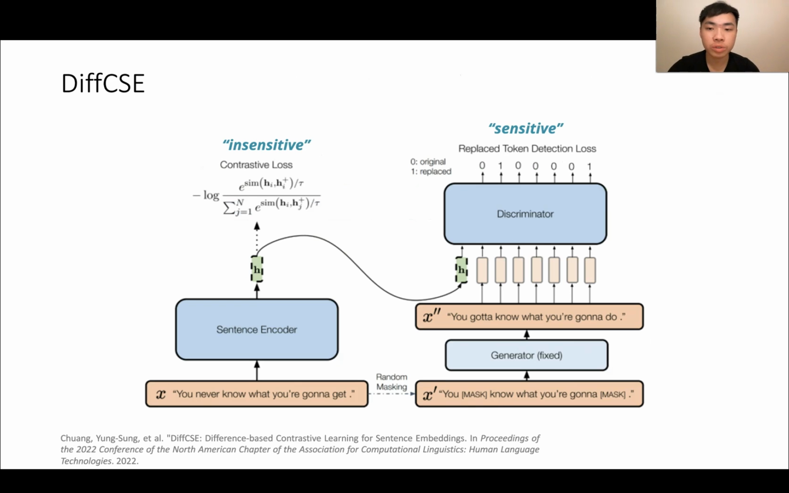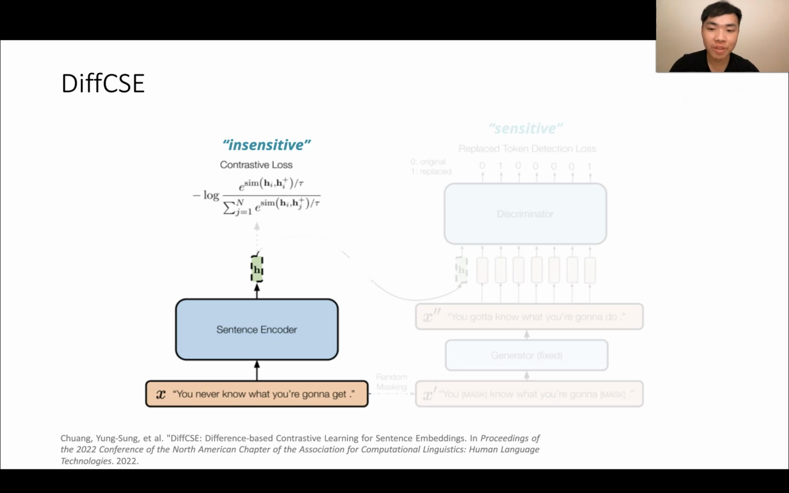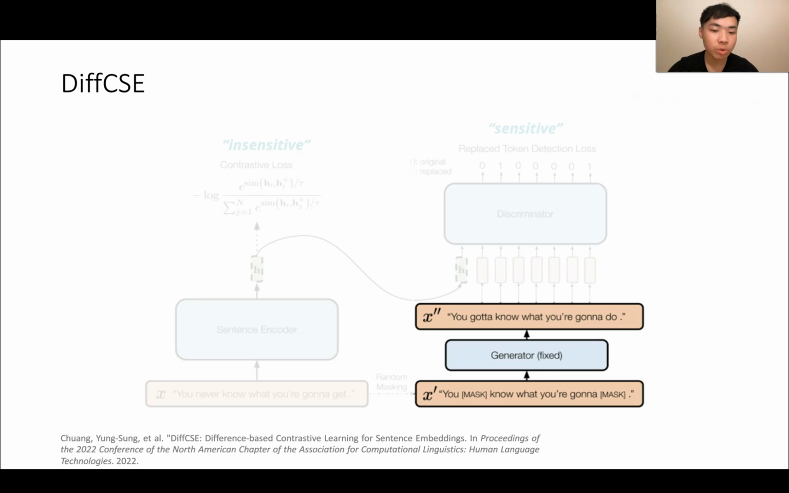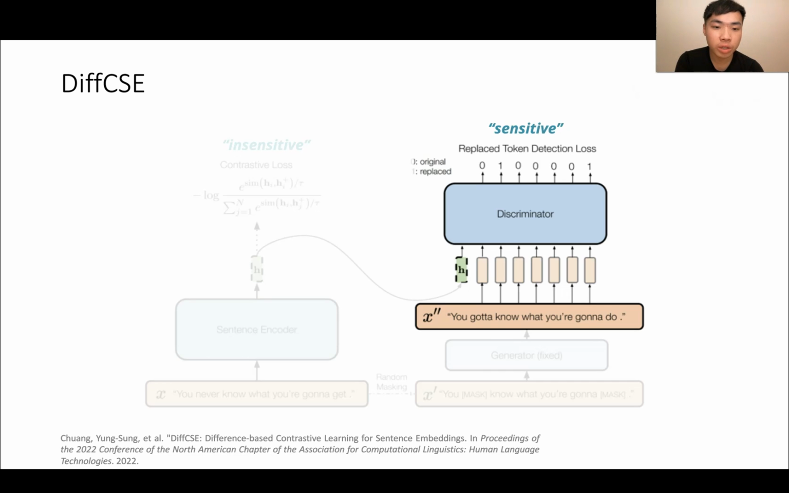So how can we apply this concept to learn sentence embeddings? Here we propose a model called DiffCSE. It's also a multitask model. On the left-hand side, we have a regular SimCSE architecture that makes the representation insensitive to dropout mask augmentation. And on the right-hand side, we have a generator and discriminator. The generator will replace some tokens in the sentence to produce augmentations. And the discriminator will try to predict whether one token has been replaced by the generator or not.